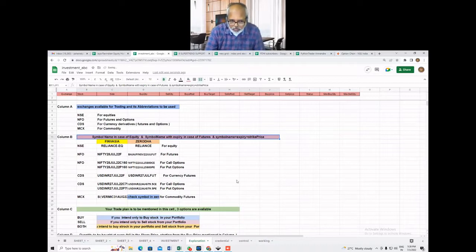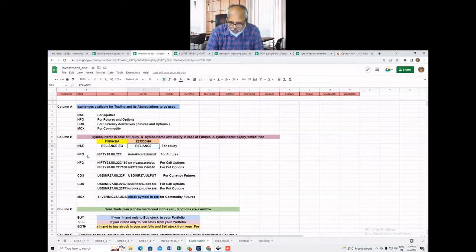Now, you can use NSE for equities, NFO for futures and options, CDS for currency derivatives, and MCX for commodity. In column B, we have to write the stock's name: the symbol name in case of equity, the symbol name with the expiry in case of futures, and the symbol name plus expiry plus strike price in case of options. There is a small change between Finvasia and Zerodha. In case of equities, if you're trading in your Finvasia account, you have to write Reliance dash EQ. And if you're trading in your Zerodha account, you have to write only Reliance in capitals.